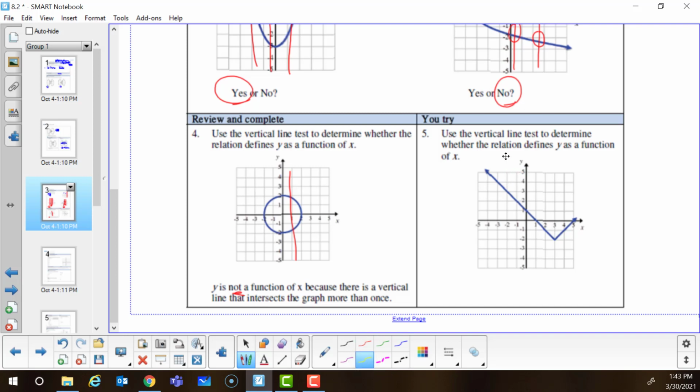In this next one, when I draw a vertical line, oops, I somehow picked up yellow, but that's okay. You can see I'm only hitting it in one place, so yes, that is a function.